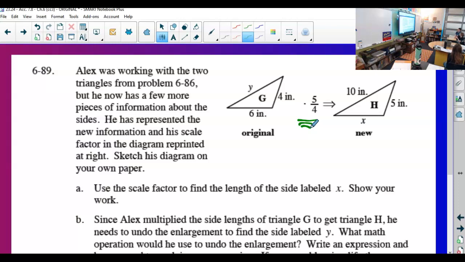We're finding the scale factor. The scale factor is your ratio. Yeah, we're going to do an equation of x over 6 is equal to 10 over y. It's better with 4 or 1.5.